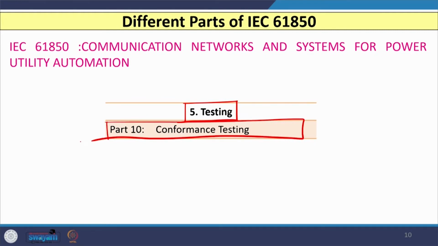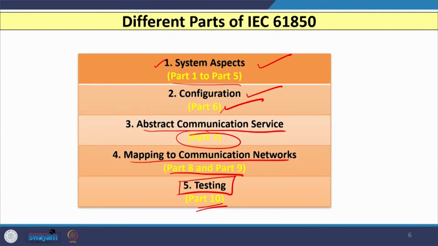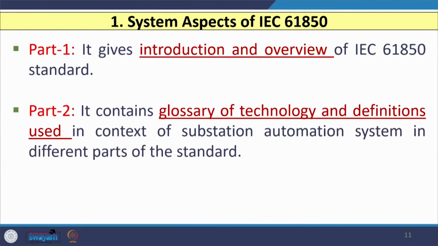So, now what we will do? We will discuss each block, starting from system aspects, that is part 1 to part 5, configuration that is given in part 6, abstract communication service in general form in part 7, mapping to communication network in part 8 and part 9, and then testing in part 10. We will discuss the significance of each of these parts. So, with this, let us see the first one, the system aspects related to IEC 61850.